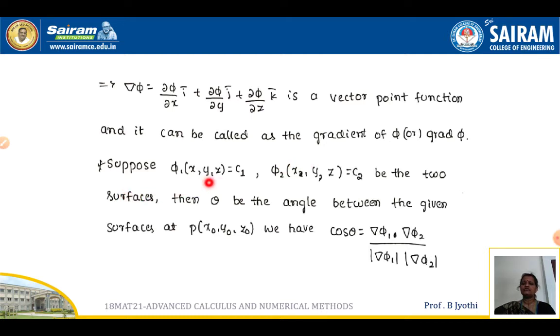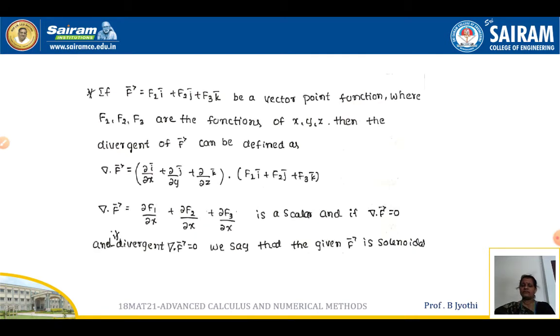Suppose phi 1 of x, y, z is c1 and phi 2 of x, y, z is c2 are the two surfaces, then let theta be the angle between the given surfaces at P of x0, y0, z0. We have cos theta is del phi 1 dot del phi 2 divided by their absolute values, that is mod del phi 1 into mod del phi 2. That is the angle between the given surfaces.